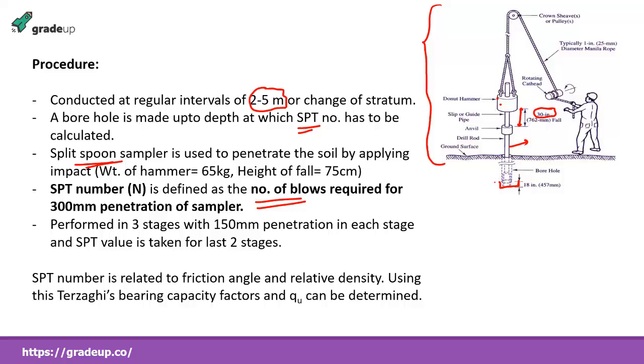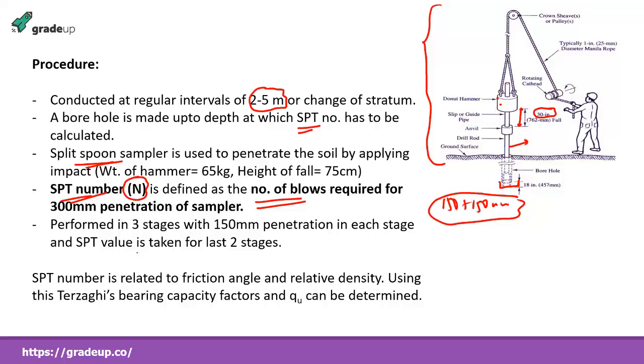this split spoon sampler. Now this whole procedure is done in 3 stages, that is at 150 millimeter penetration each. We discard the first 150 millimeter, because it is the seating drive. We take the next two 150 millimeter values, that is 150 plus 150, which becomes 300. So the number of blows required to do a penetration of 300 millimeter using the split spoon sampler is known as the standard penetration number, or SPT number, denoted by capital N.